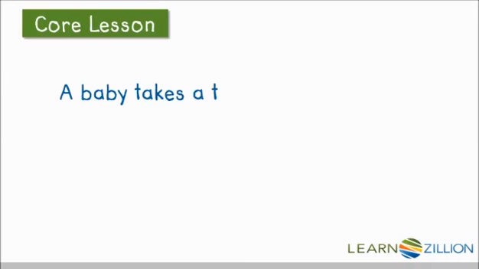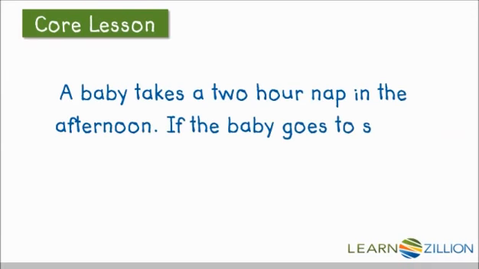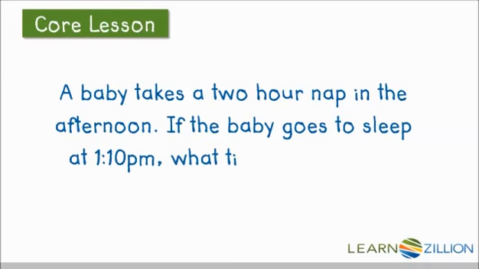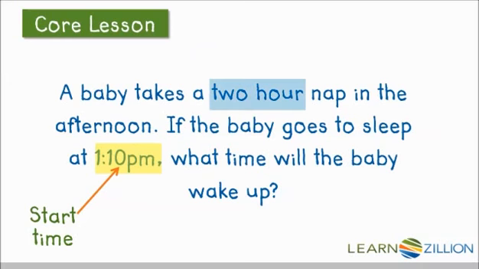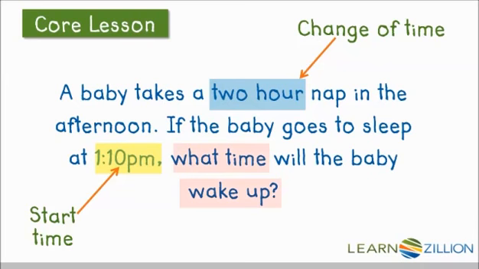So let's imagine this word problem. A baby takes a 2-hour nap in the afternoon. If the baby falls asleep at 1:10, when will the baby wake up? So let's label the parts. 1:10 is the start time, when the baby goes to sleep. And the baby sleeps for 2 hours, so that's the change of time. And so now we know we'll be looking for the end time, or what time the baby will wake up.